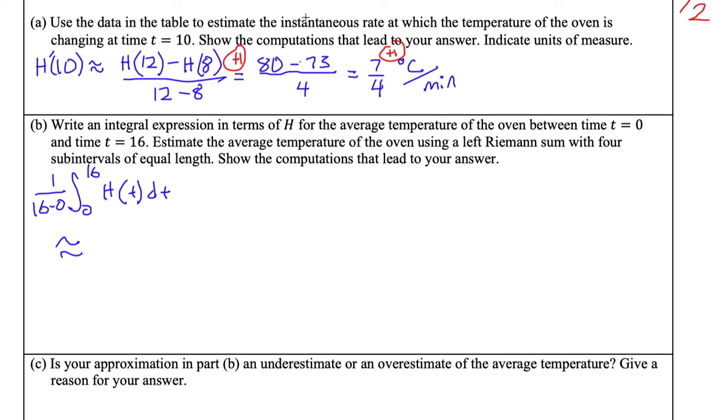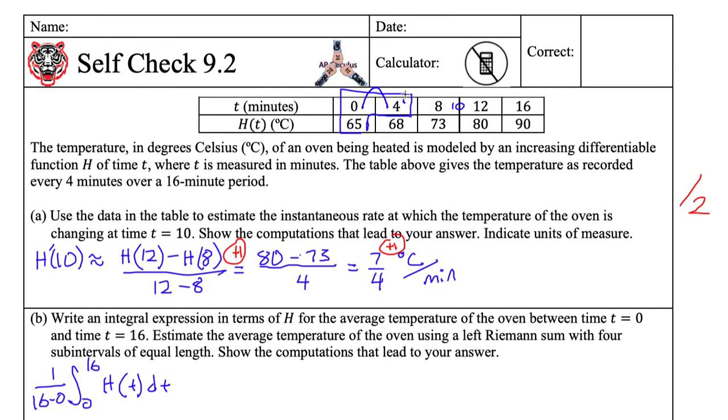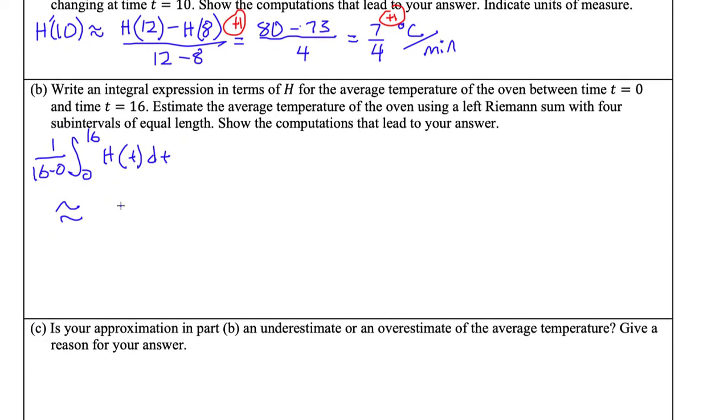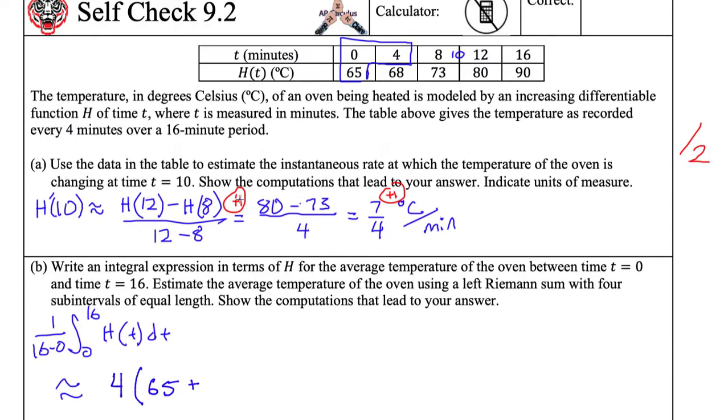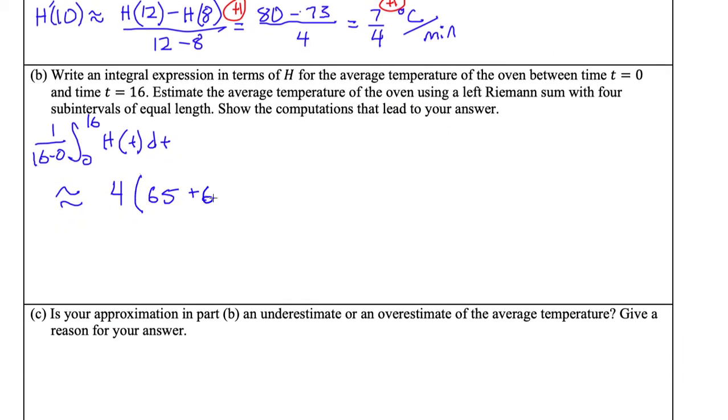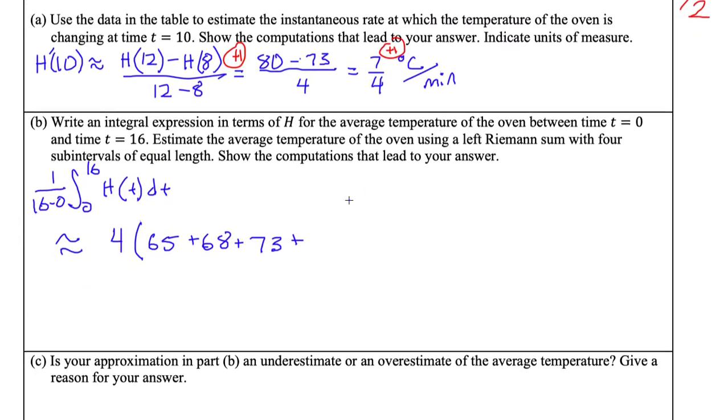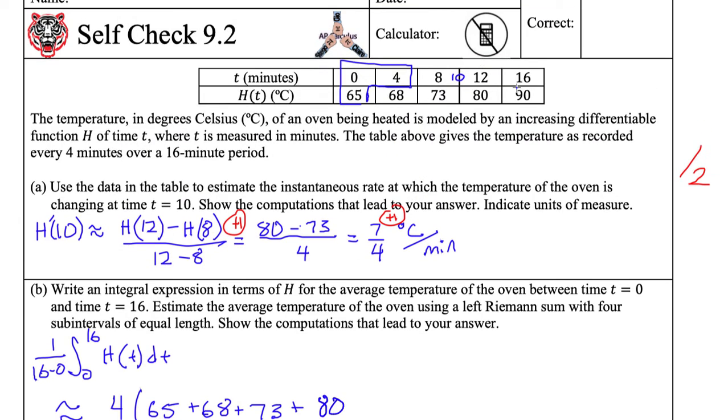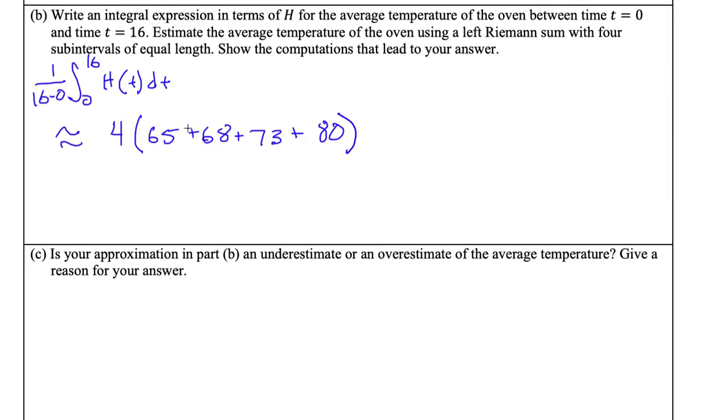The quicker way of doing this is noting that each of these intervals is 4. So I'm going to factor out the 4 and say this is 4 times the quantity of all the heights. You just add them up: 65 plus 68 plus 73 plus 80. Wait, I know that I'm not going to use that rightmost value because of the left Riemann sum, so I'll leave that one out. I factor out the 4 and then just add these all together.